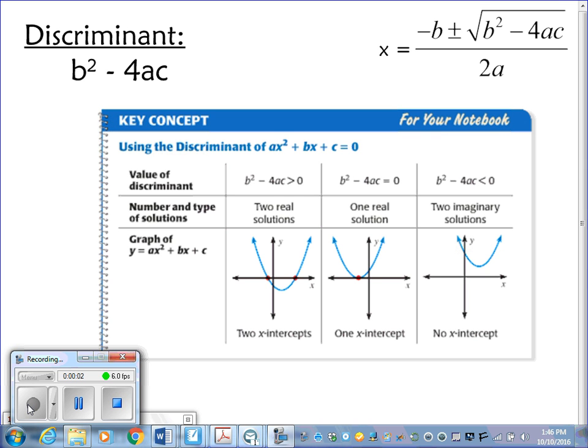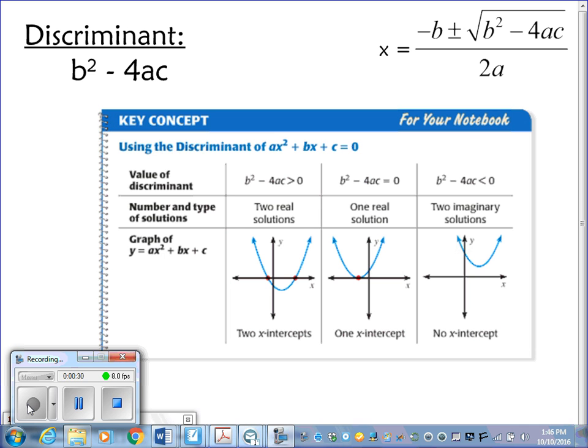All right, guys. So the last part of these notes is kind of a continuation of the formula that we've already looked at, we've worked with. It's talking about the part under the radical. That is called the discriminant. Big fancy word, right? So if you hear discriminant, it's referring to just the part under the radical, the b squared minus 4ac.